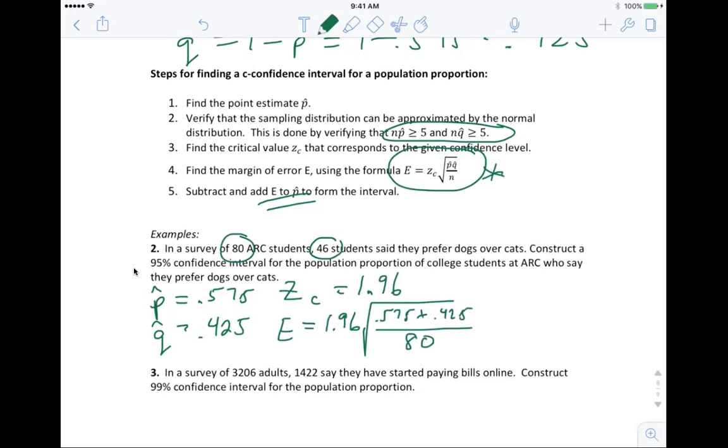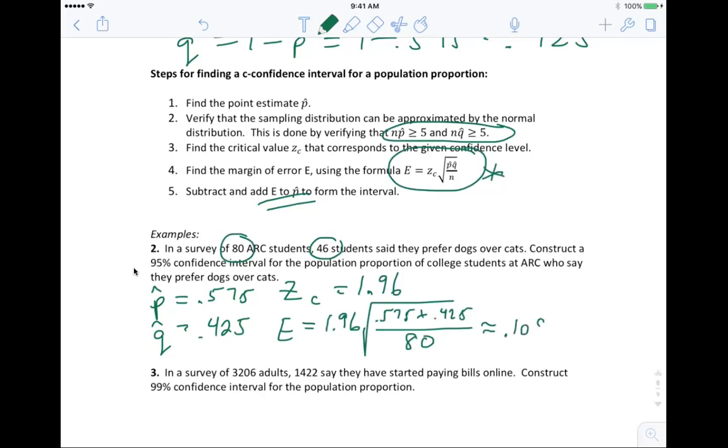You could practice calculating that out. What you should end up with is about 0.108.